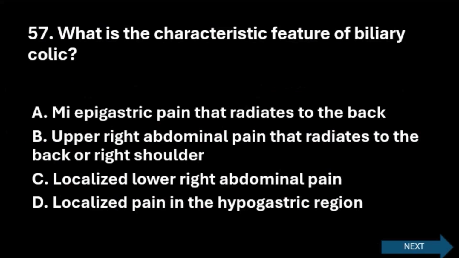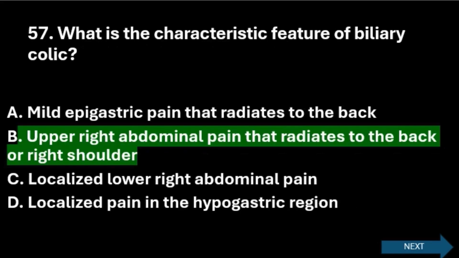Next question. What is the characteristic feature of biliary colic? Option A, mid-epigastric pain that radiates to back. Option B, upper right abdominal pain that radiates to the back or right shoulder. Option C, localized lower right abdominal pain. Option D, localized pain in the hypogastric region.